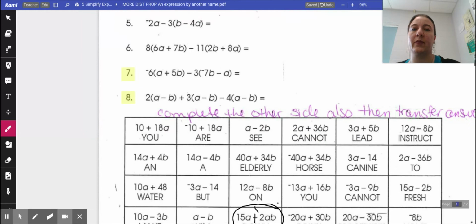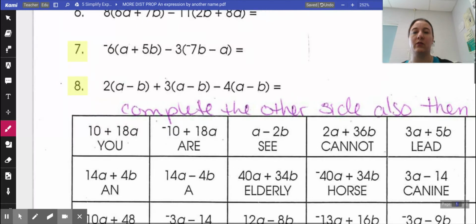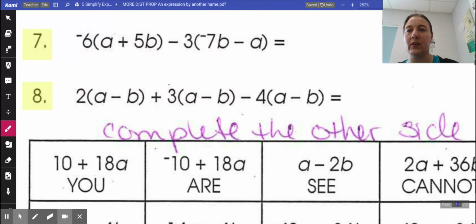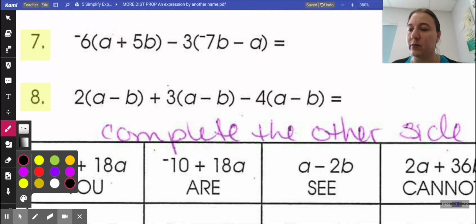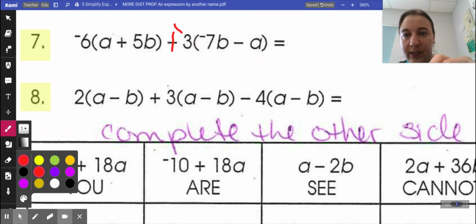Now I'm going to go to another one. I have more than one parenthesis. But before I do that, I think I'm going to take care of the subtraction first, because if I don't do it now, I might forget. So this first one is a negative 6. It's not subtracted from anything. And then I have a minus 3. So I'm going to change that to adding the opposite. That's a negative 7b, but I'm subtracting an a. So I'm going to change that to adding, and the opposite of a positive a is a negative a.